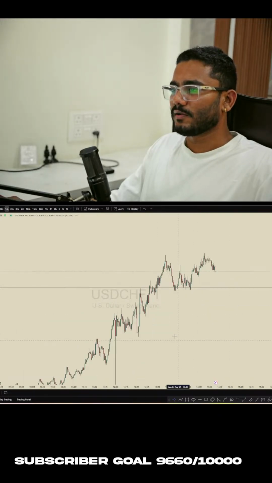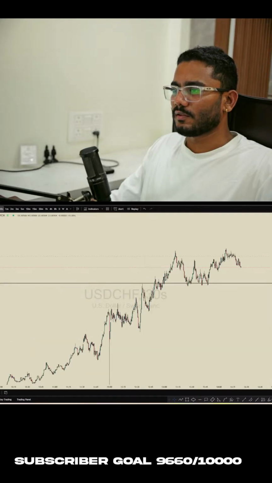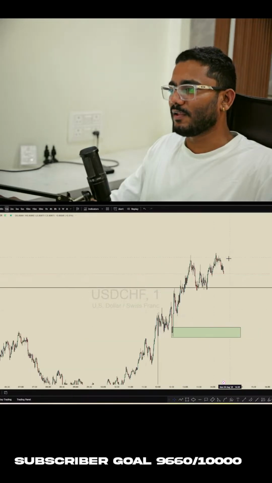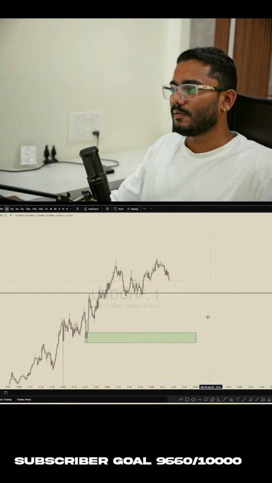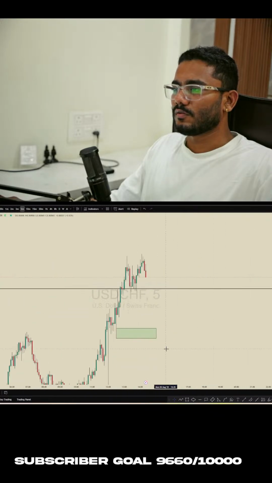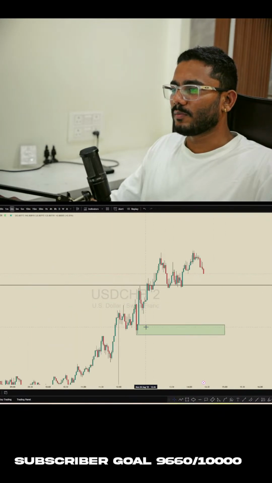So on 1 minute, we have this area, like this is the order block. Well, I don't think price will tap. If price taps this area, we can look for a buy side trade. In 5 minutes, let's go to a lower time frame and look for a new imbalance.